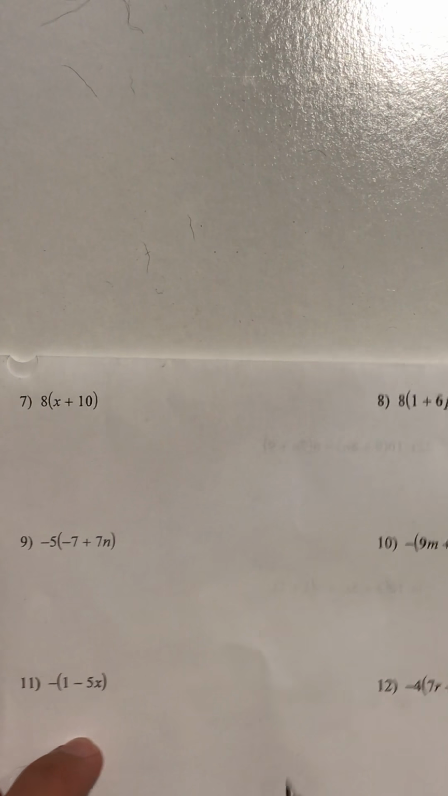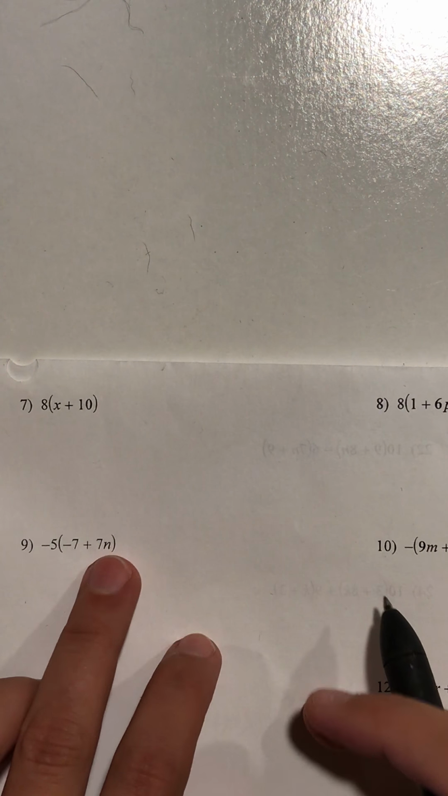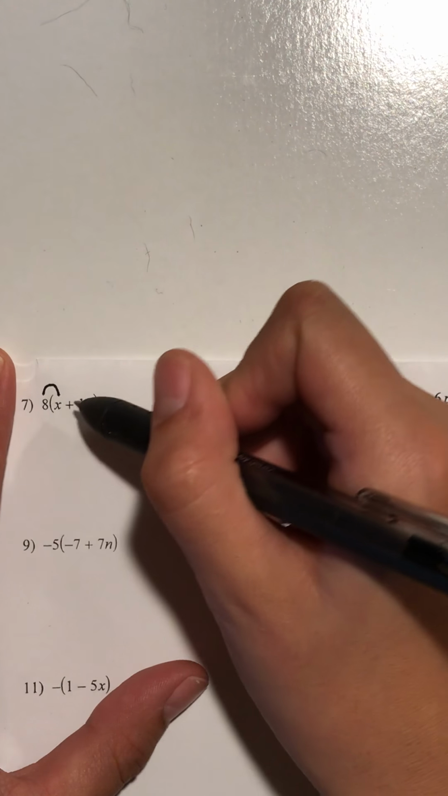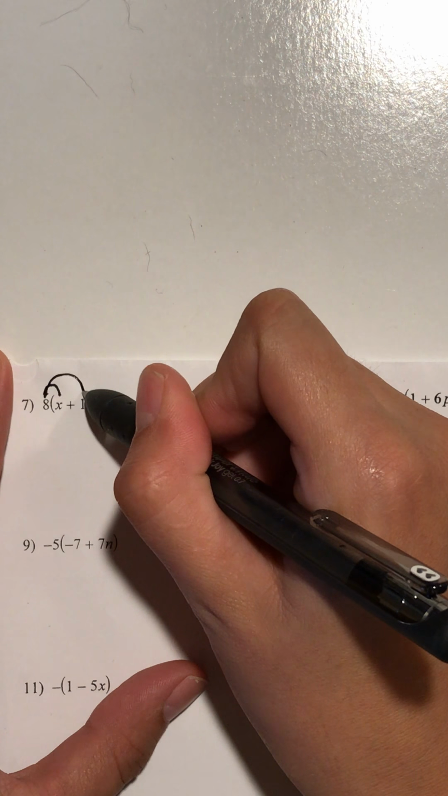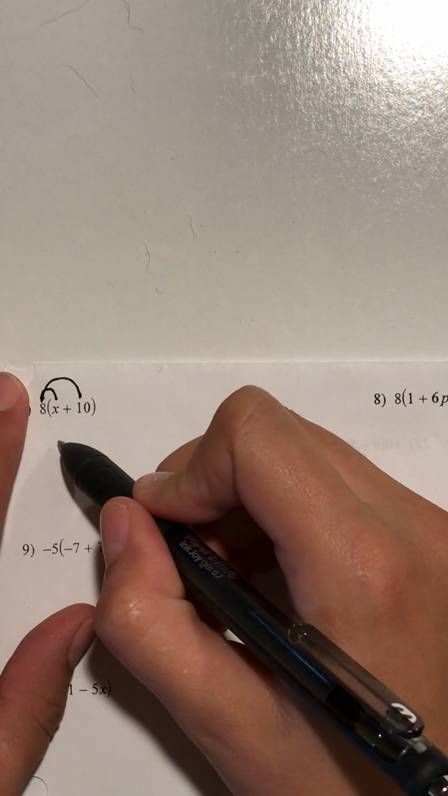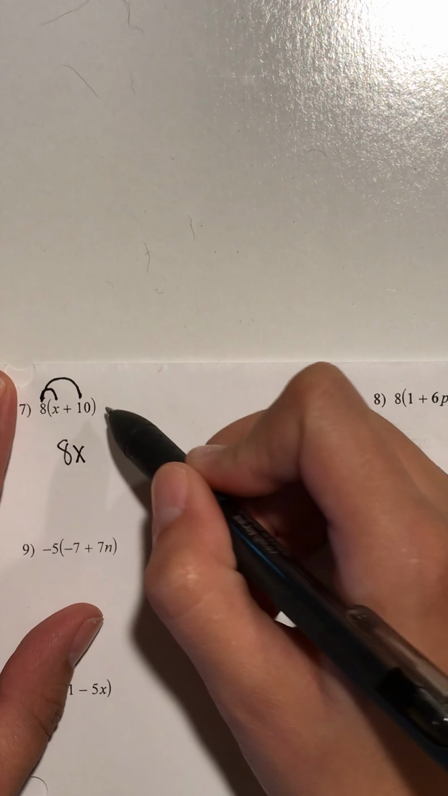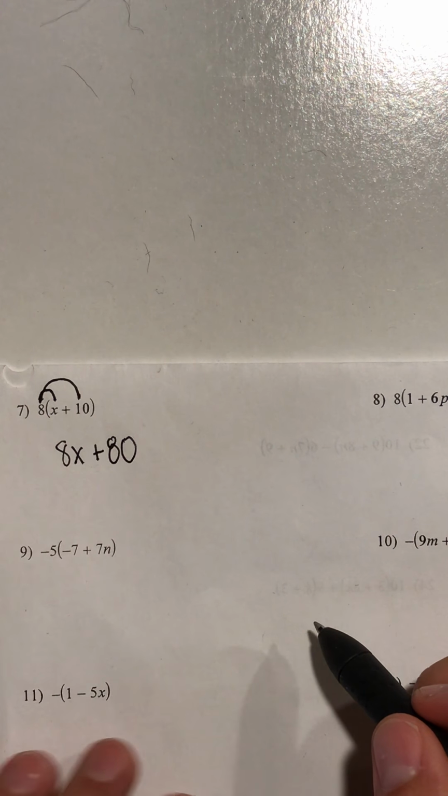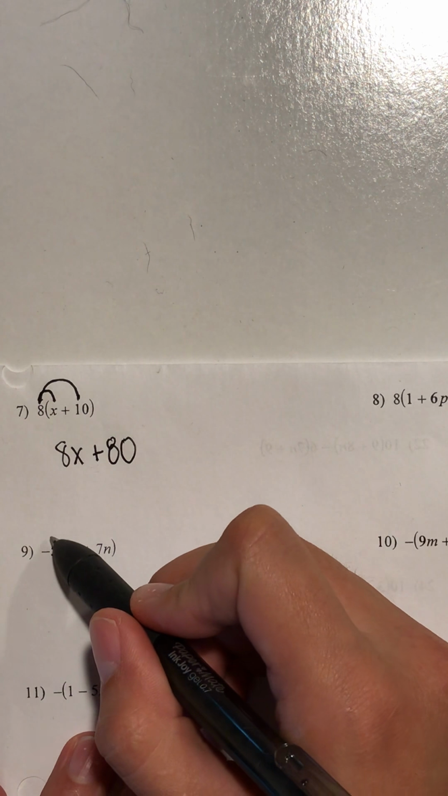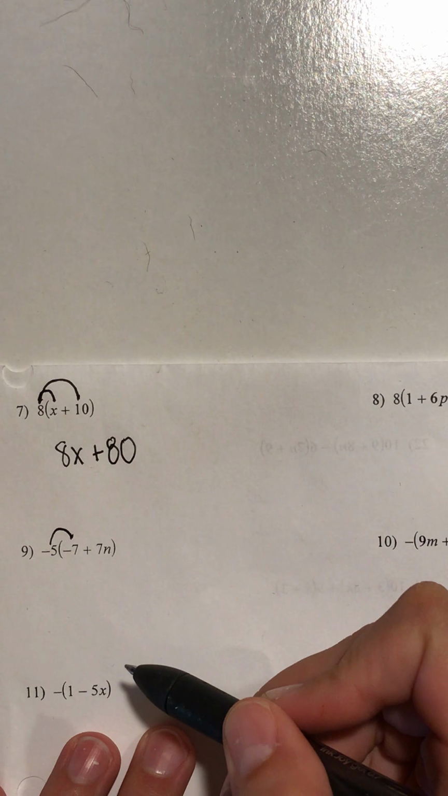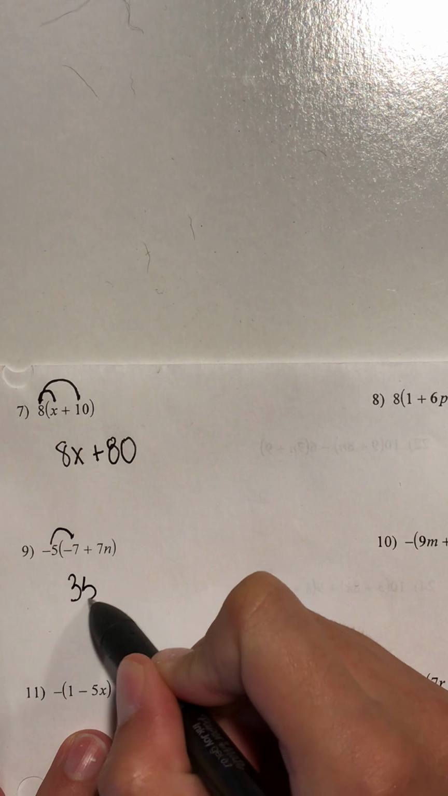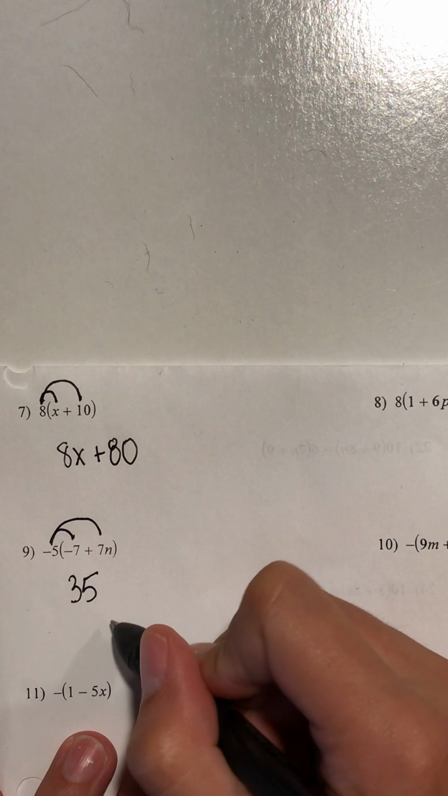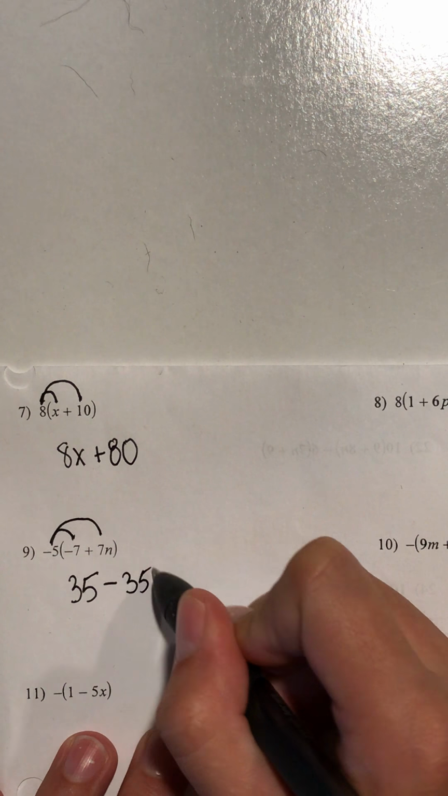If I look at 7 through 12, that's just the distributive property. And when you distribute, you take the number on the outside and you rainbow that number to both pieces on the inside. 8 times x is 8x. 8 times 10 is a positive 80. In number 9, if I distribute this negative 5, it's negative 5 times a negative 7, which is a positive 35, and a negative 5 times a positive 7n, which is a negative 35n.